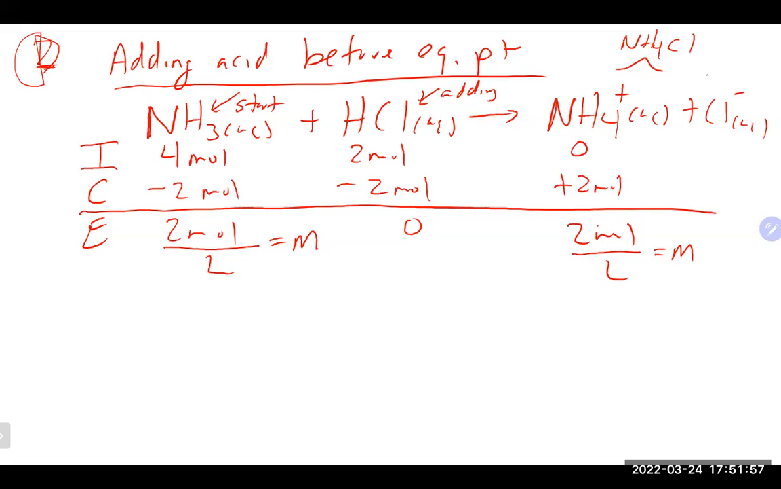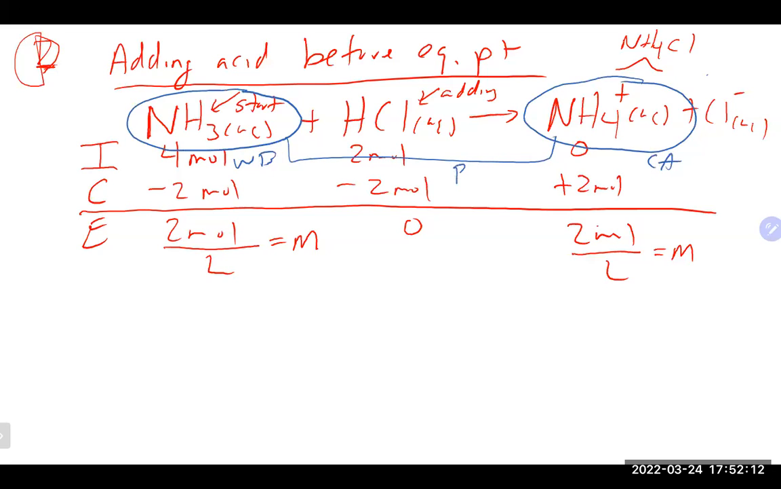What we are left with, if we're not sure, we can take a look at our ice table. I got NH3 and I got NH4+. Are those things related to each other? They are, right? We have a weak base and its conjugate acid. That is also known as a buffer, right? So much like the weak acid strong base titration before the equivalence point, you end up with a buffer. It's actually a basic buffer.